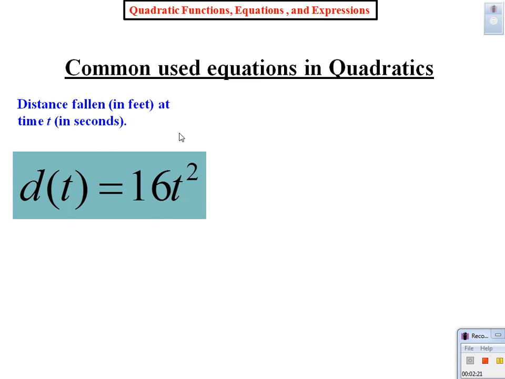Now, on this side, we have t squared instead of x squared. Why don't we have x squared, Mr. Q? Because the t stands for time in seconds. So whenever we solve this, we usually solve for the letter t.